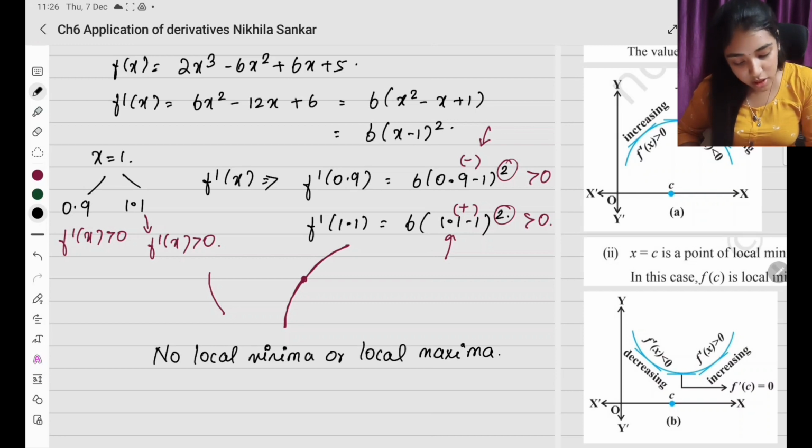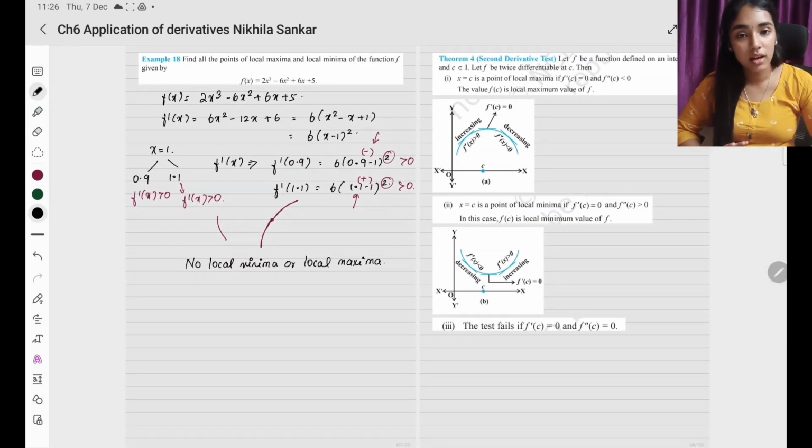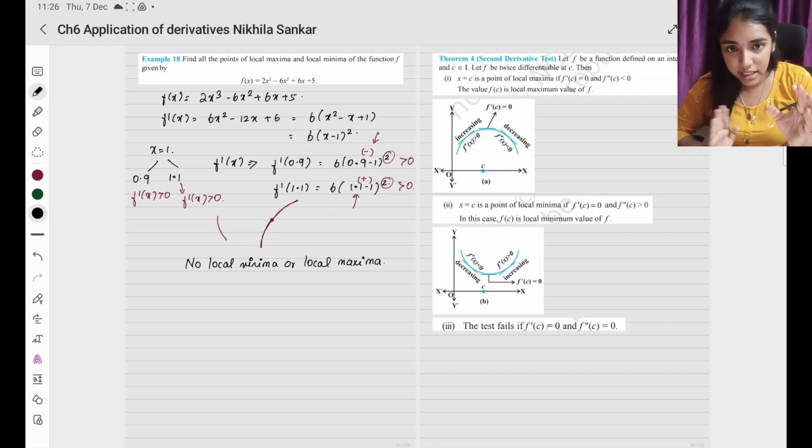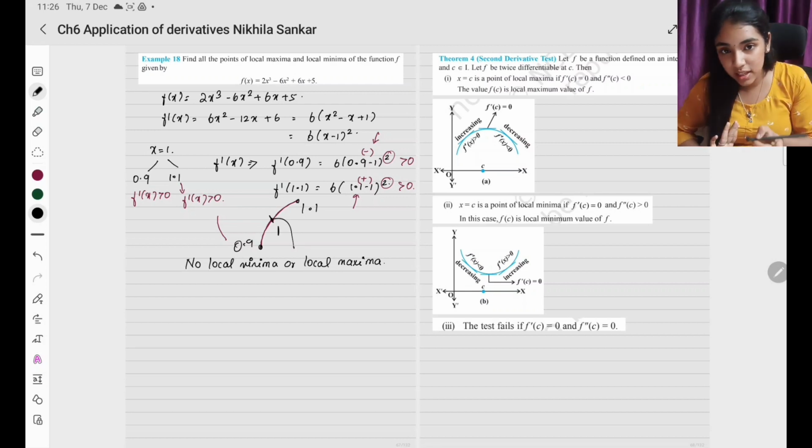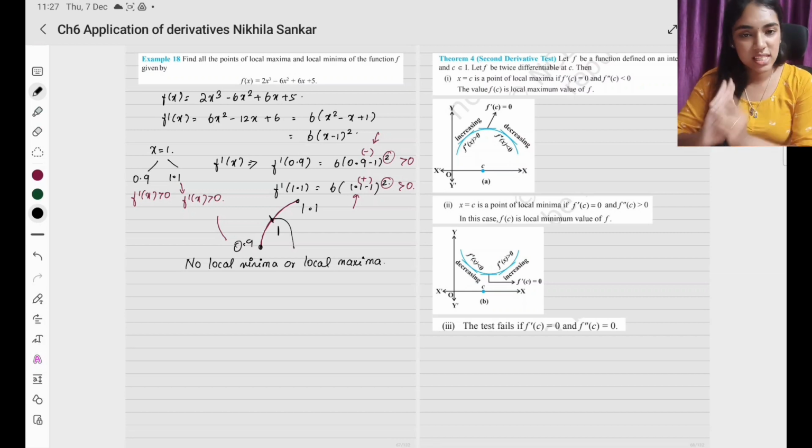Understood? Because on the left and the right, something has to happen: if it increases on one side, it must decrease on the other, and if it decreases on the left, it must increase on the right. Here nothing happens. It is only increasing all the time, with point 1 here, 0.9 here and 1.1 here. It is not coming down. It is only going up. If it had come down, you could call it the local maxima. Correct? So this does not have any local minima or local maxima. Okay? So this is the first derivative test.